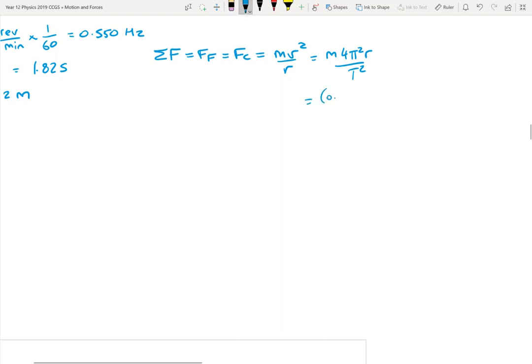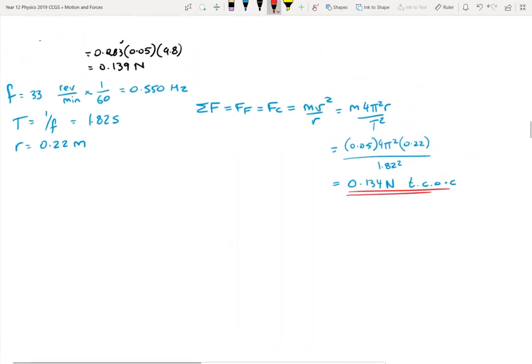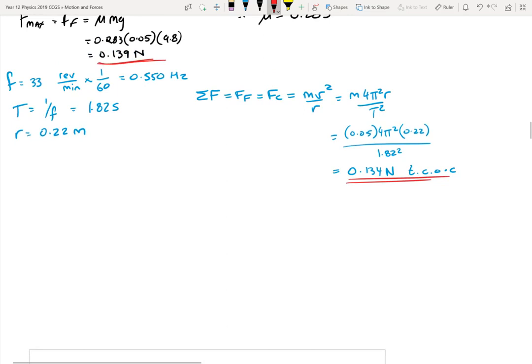So we get, for a 50-gram mass, travelling in a circle at a distance of 22 centimetres in a time of 1.82 seconds, the required force is 0.134 newtons towards centre of circle. Okay? Which you should notice from above is less than the maximum friction. So if I crank this, spin this deck, we're good. It's able to travel around.